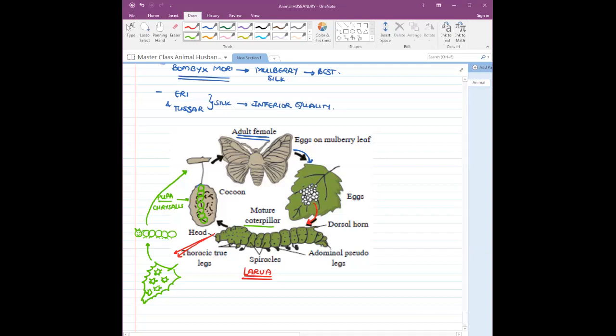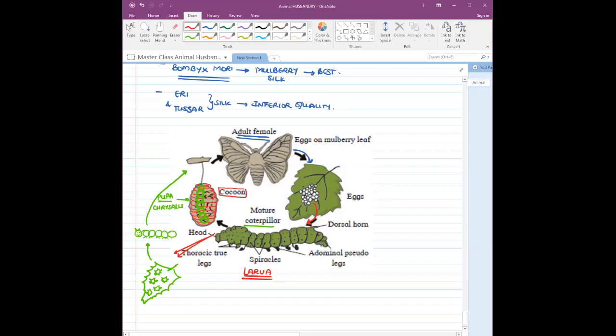So now what happens, guys? See, this larva is now going to start covering itself with some sticky fibrous material. And that is nothing but your silk. That is basically your silk fiber. And by using this silk fiber, guys, this is going to form a cocoon. Basically, all the changes are going to take place inside the cocoon.